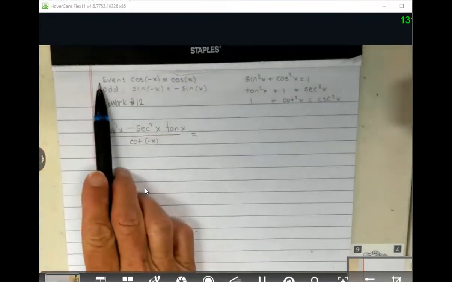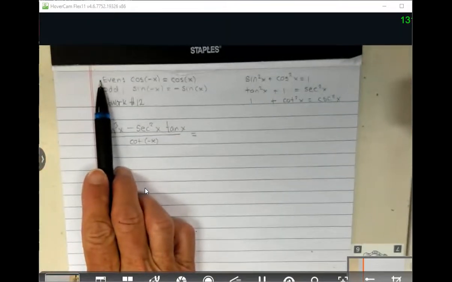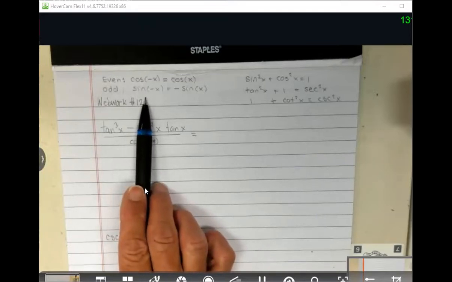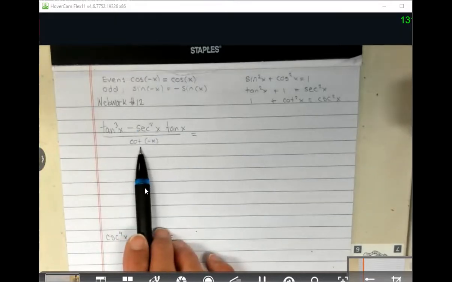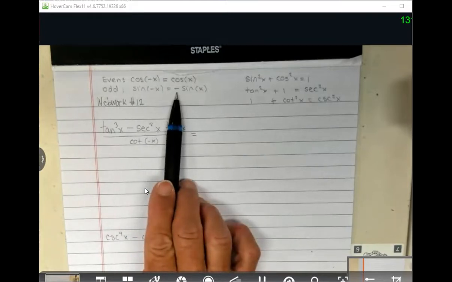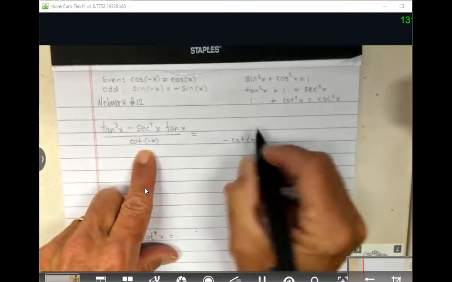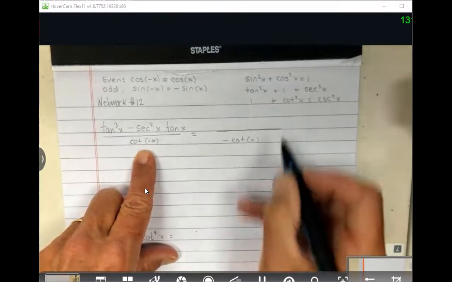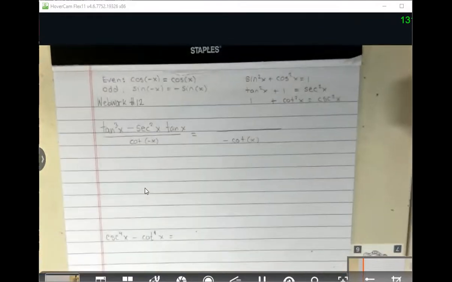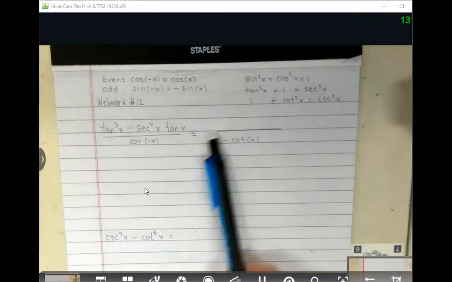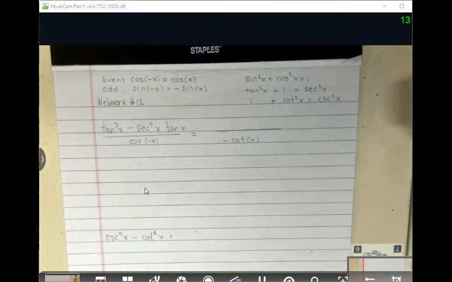The only 2 even functions are the ones that deal entirely with cosine, cosine and 1 over cosine. All the rest of them have a sine in them. So all of the other trig functions are odd. That means down here where I have the cotangent of minus x, I can just replace that with the cotangent of x, but put a minus sign in front of it. Can do that with every trig function except cosine and secant. With cosine and secant, I would just replace it with the trig function of the positive angle.